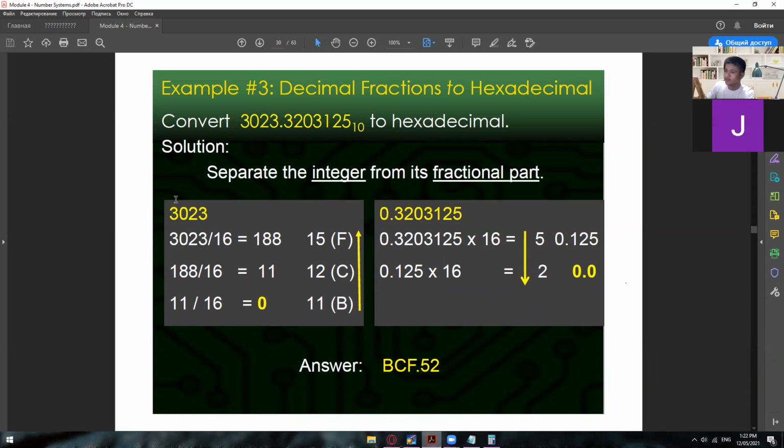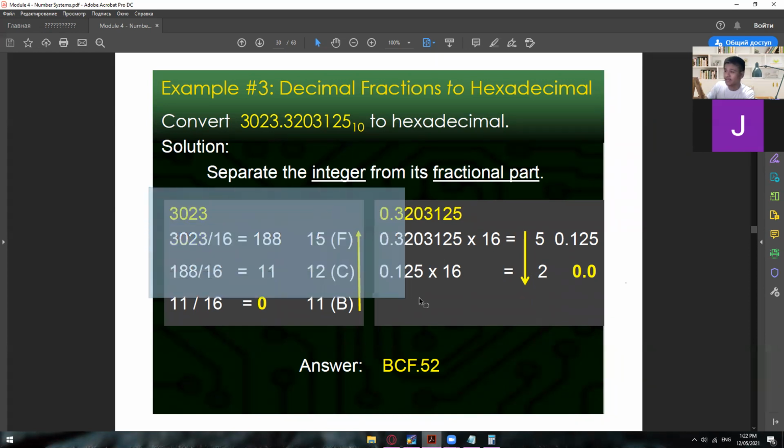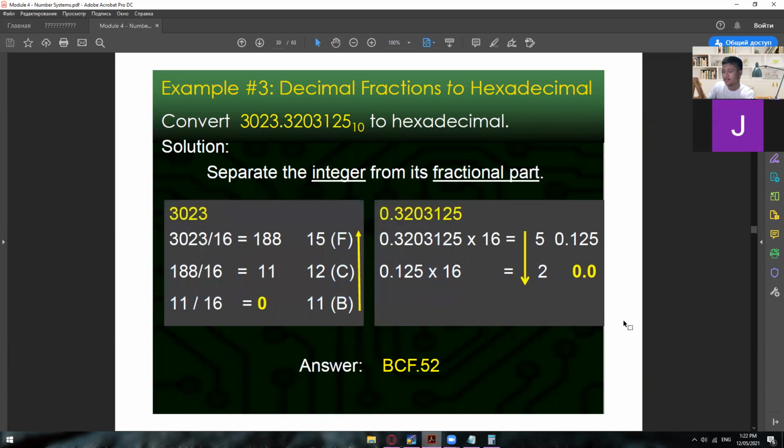All right, I'll give you guys 1 minute to 2 minutes to analyze this one, and then let me know if you were able to understand this one already. Okay, I'll just get some water. I'll be back in a minute.